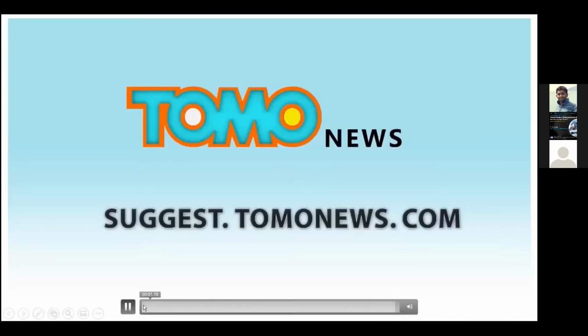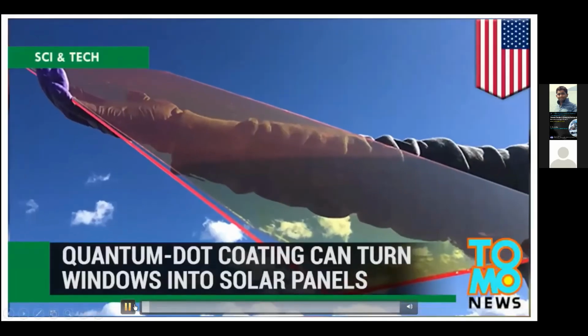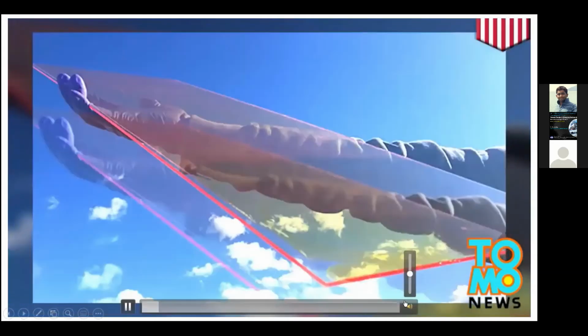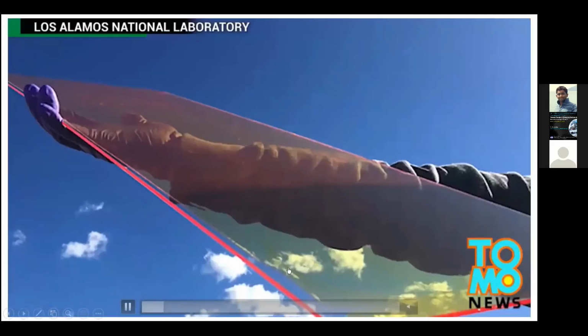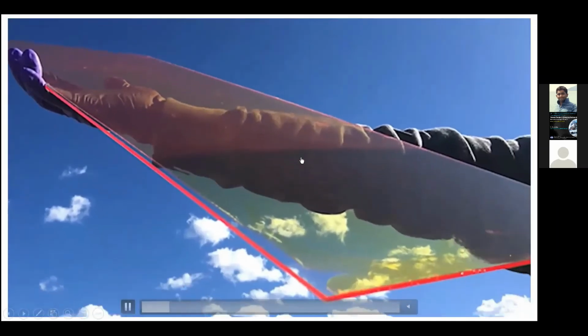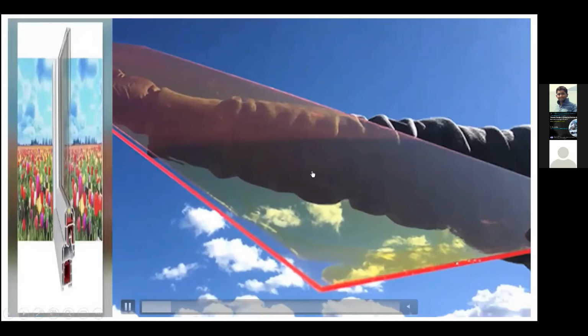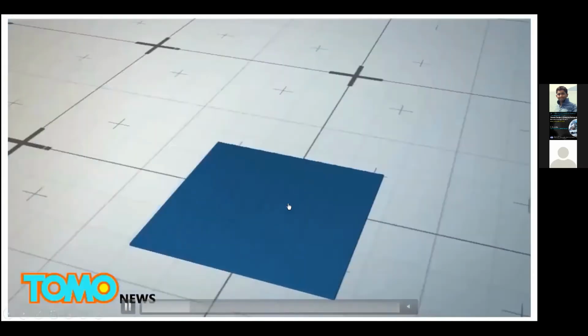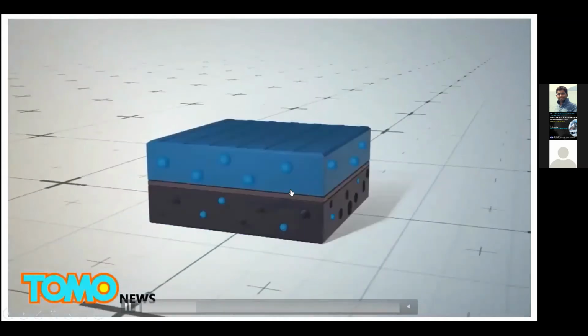So I'm explaining here. You can see it's coated with one very thin film, and you can place it on the surface of the window, so you can see through the window. It's transparent, and there is a solar cell, a silicon solar cell.